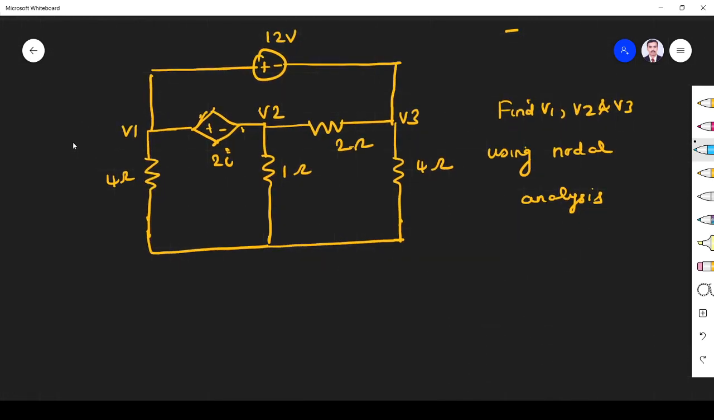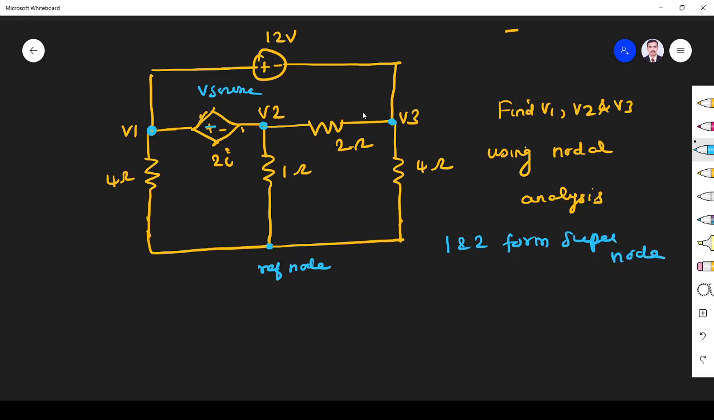Here we will see whether we have a supernode. First, this is the reference node, ground. So how many non-reference nodes are there? They have given already in the problem: node 1, node 2, node 3. We have to check whether a supernode is there or not. In between two nodes, is there any voltage source? Yes. Here you see plus minus, so it is a voltage source. So node 1 and 2 form a supernode.